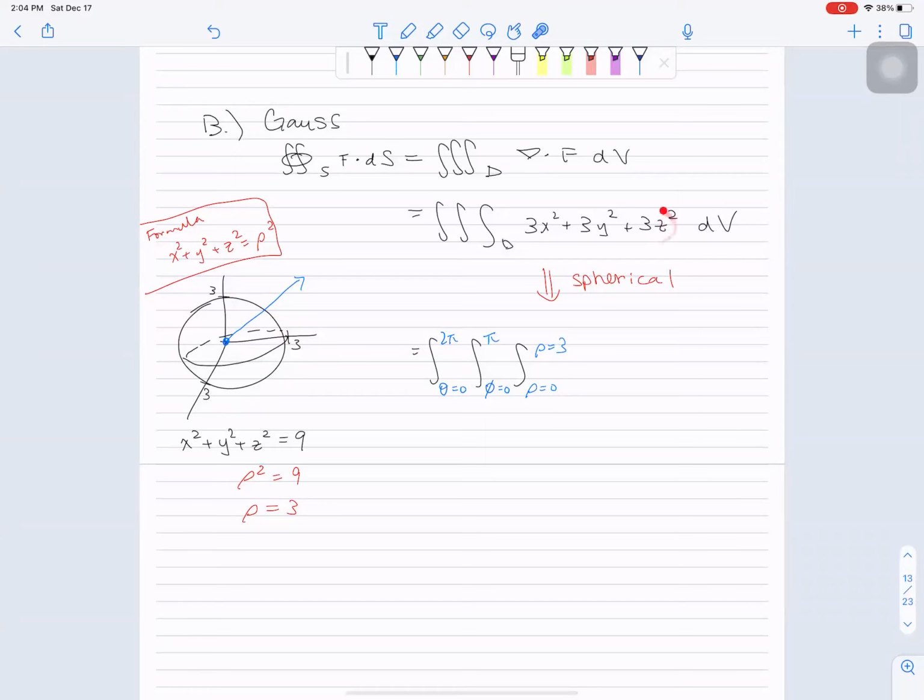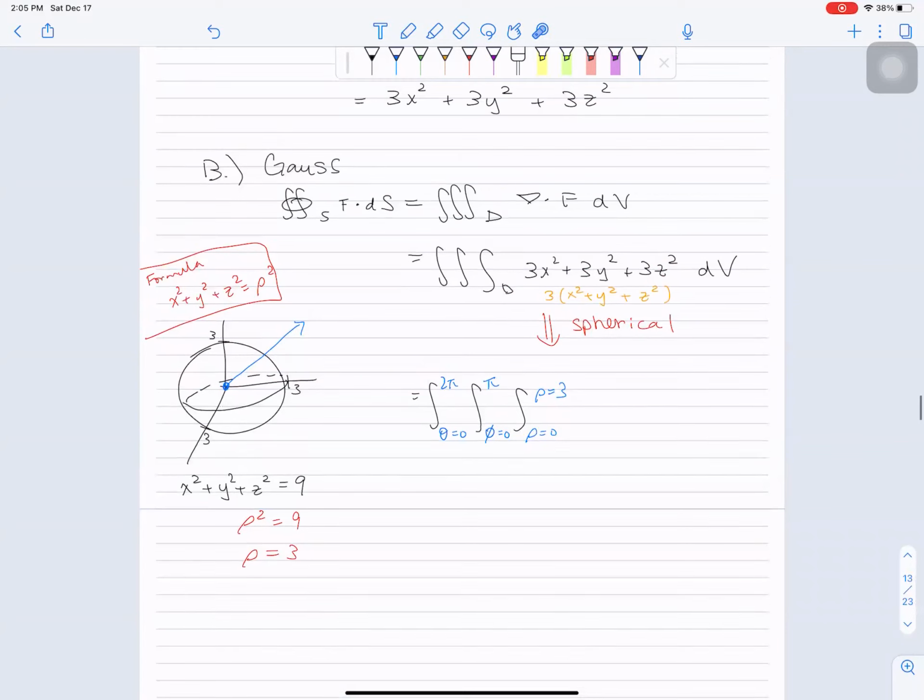What about our integrand? How can I rewrite this? Well, I can rewrite this as 3 times x squared plus y squared plus z squared. And what is x squared plus y squared plus z squared? That's rho squared. So I have 3 rho squared. And then what about my differential? When I convert to spherical, it gives me rho squared sine phi d rho d phi d theta.